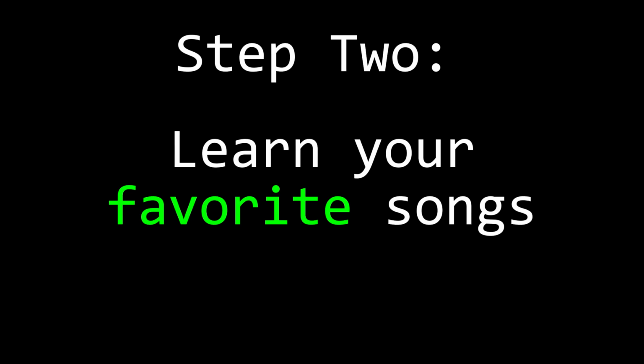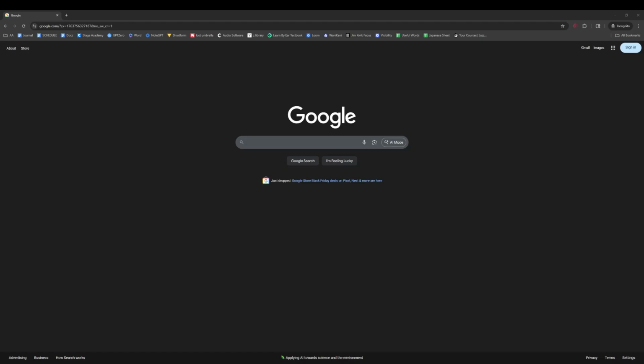Alright, so you've learned all of your basic major and minor chords now. It's time to take that knowledge and learn all of your favorite songs. So it's time for step 2, learn your favorite songs using the internet. All right, let's talk about how to use the internet to learn the chords for all your favorite songs.